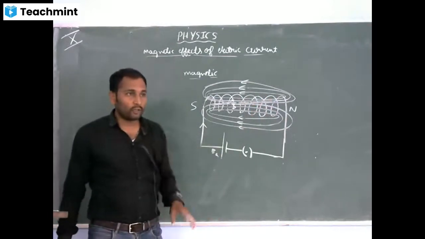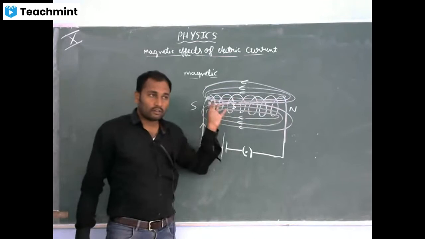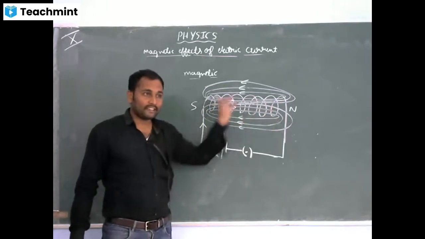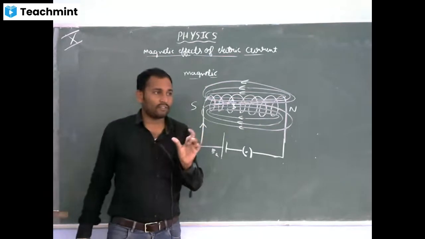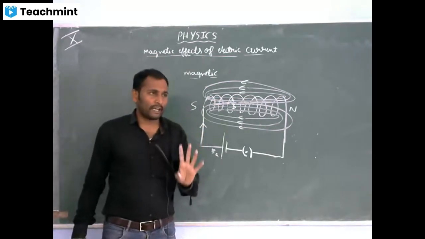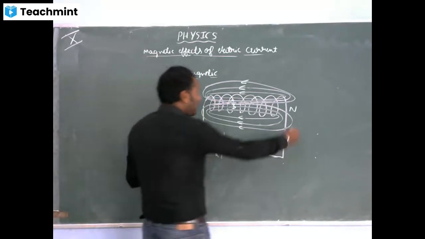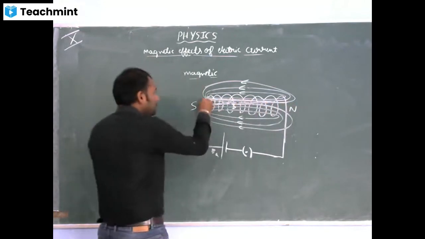Now what I will do, I know there is a uniform magnetic field inside the solenoid. I will take a soft iron core. Pure iron I will take. I will place that soft iron core inside this solenoid.